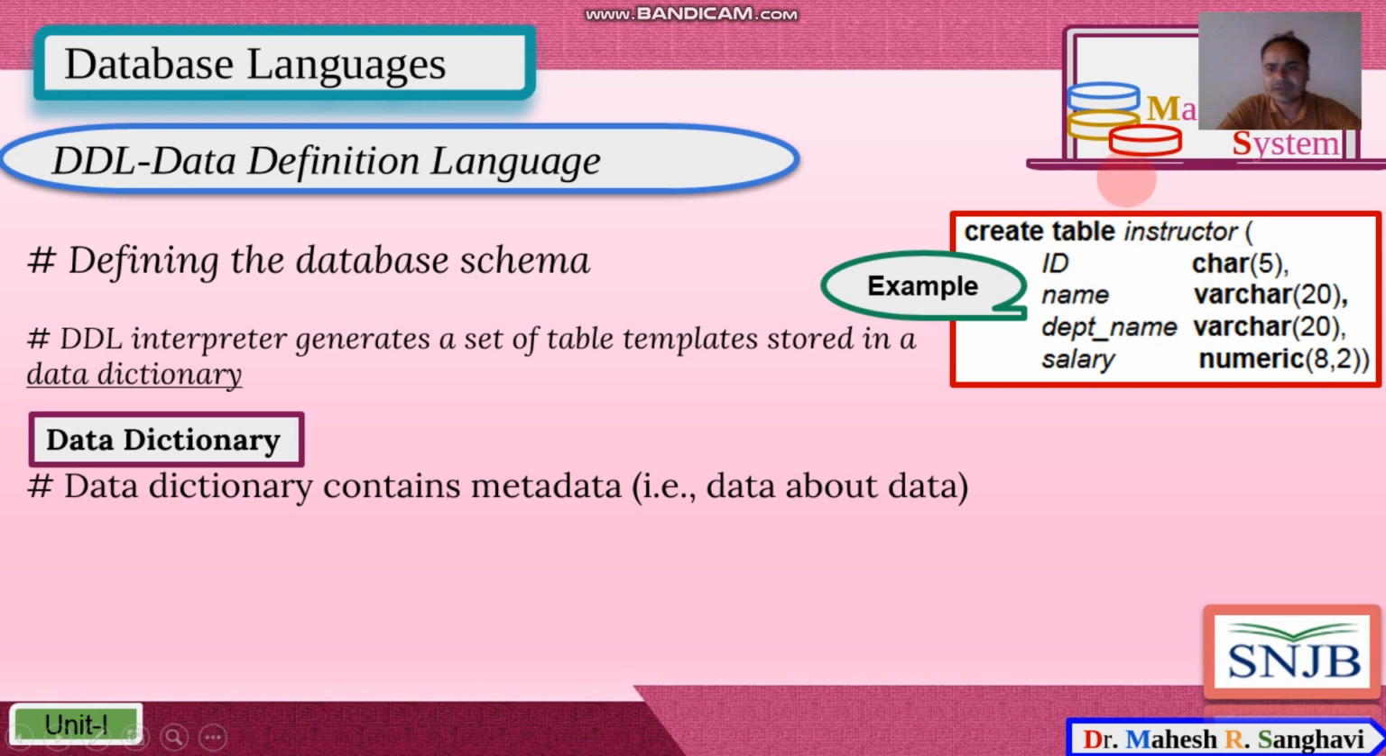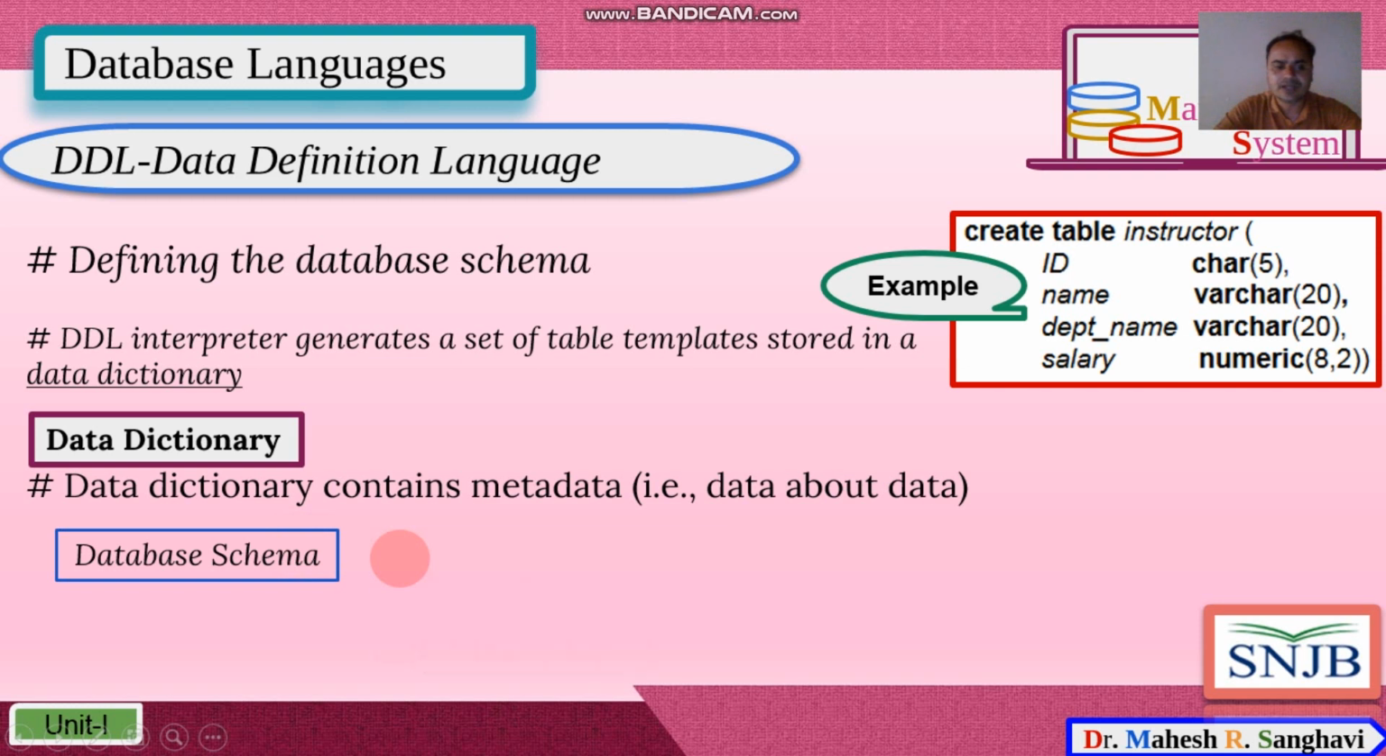With this example you will understand that the data dictionary will be created. The meaning of data dictionary is data about data. It contains metadata. Here, if you observe ID, name, department name, or salary, all of these are ultimately data, and they are going to take input data from the user. This particular terminology is known as data about data.